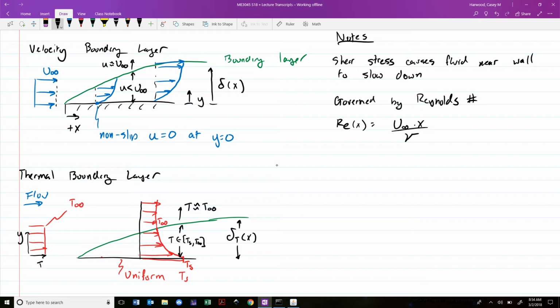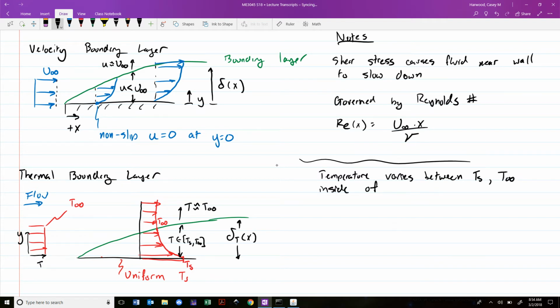So, our notes here would be that temperature varies between T sub s and T infinity inside of delta T x. We can also get some insight by looking at these two things together. For example, if convection is a combination of conduction and advection.